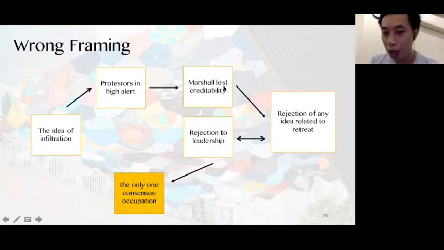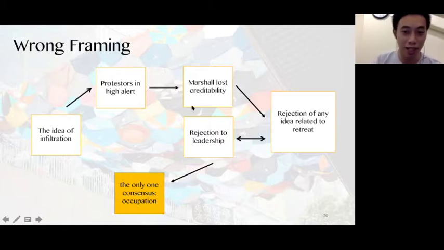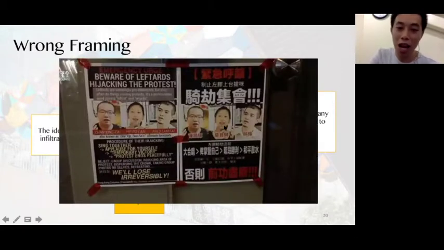Gradually, the marshal team, which should be a contact point between organizers and the protesters, was also being suspected by the protesters. So the marshals lost their credibility. There was a lot of suspicion of any form of retreat. So you can see these three people are some of the organizers of the Occupy Central movement. And there are a lot of banners and also posters saying that you should beware of these people. I think no one knows this word, "zo-jo". It's actually describing leftists, but in a negative way. It describes the leftists as a pejorative label.